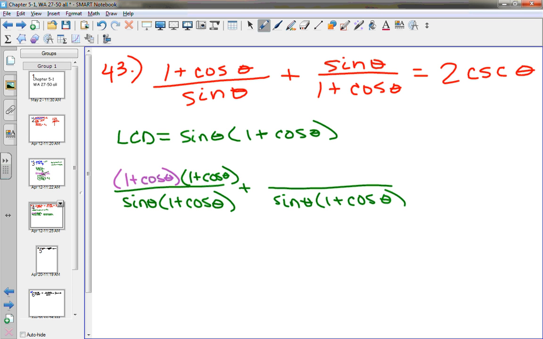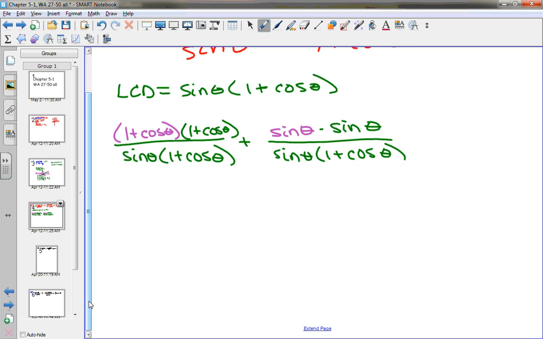What do I multiply 1 plus the cosine of theta by to get the new denominator? Sine of theta. So I drop down my sine of theta that's currently up there, and then I'm going to multiply it by the sine of theta also. Because what I do to the bottom, I do to the top. Okay? So now I have exactly the same denominator going on here, correct?